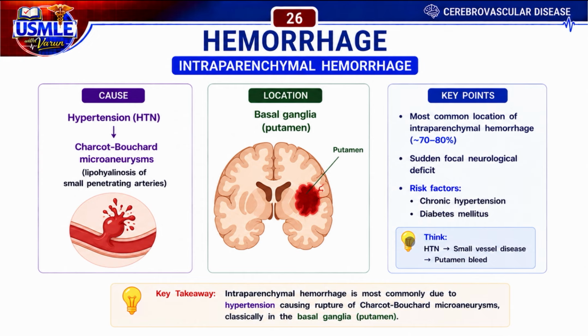Whenever there's hypertension, this could lead to small vessel disease or Charcot-Bouchard microaneurysms where there is lipohyalinosis of small penetrating arteries, and this could lead to hemorrhage into the putamen. And this putamen involvement is the most common location of intraparenchymal hemorrhage.